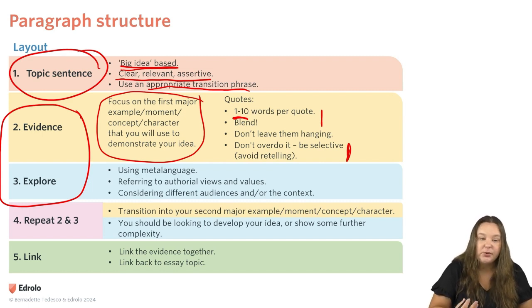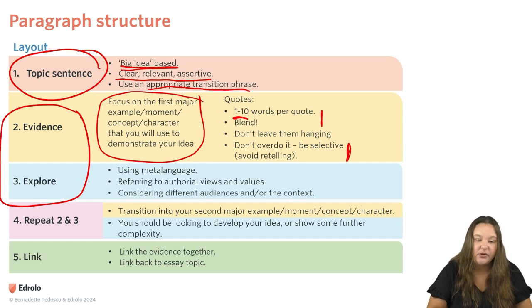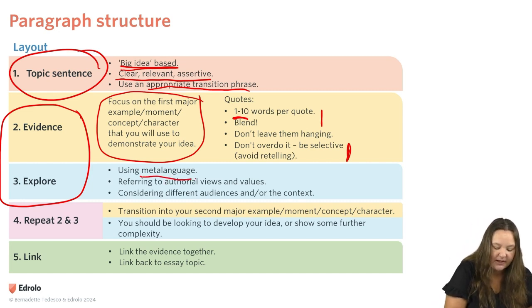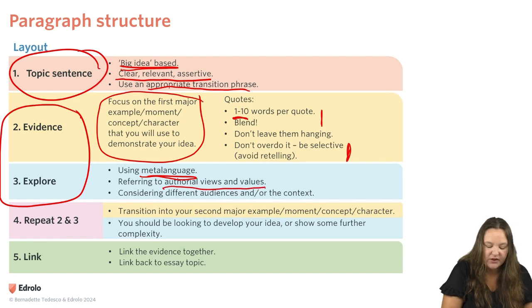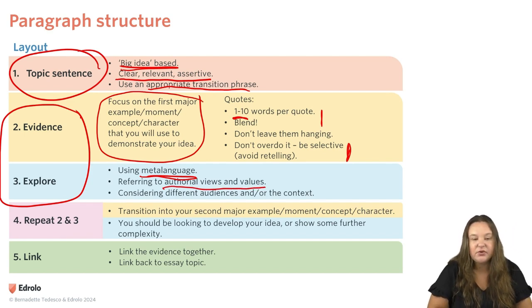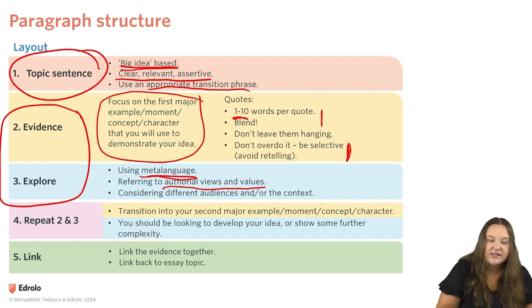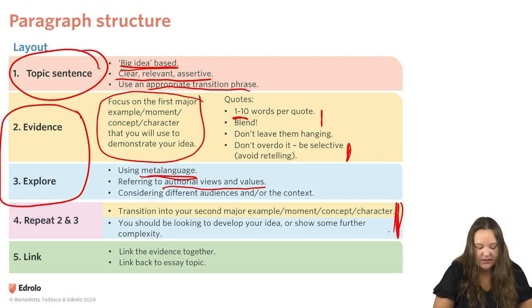Once you put your quote in, you explore that quote, and you can explore that quote and analyze it by using meta language to explain what that quote is actually doing, how that quote creates meaning. You refer to the authorial views and values when you're exploring the evidence that you've included. What insights do we get into the way the author thinks and feels about the world through what the characters are saying? And you also need to try and consider the different audiences and context and how they would respond to that evidence.